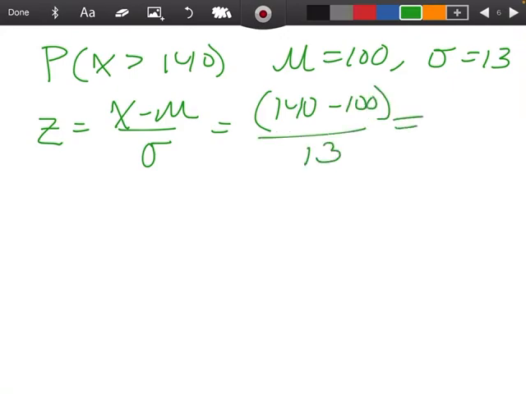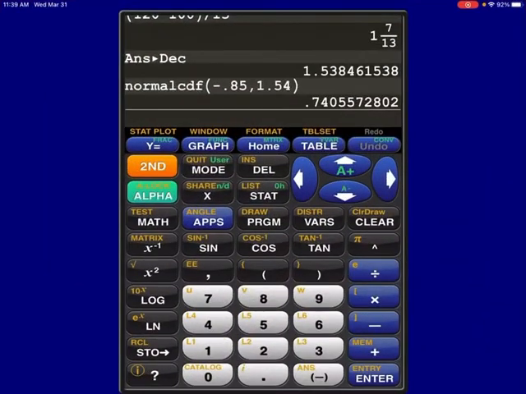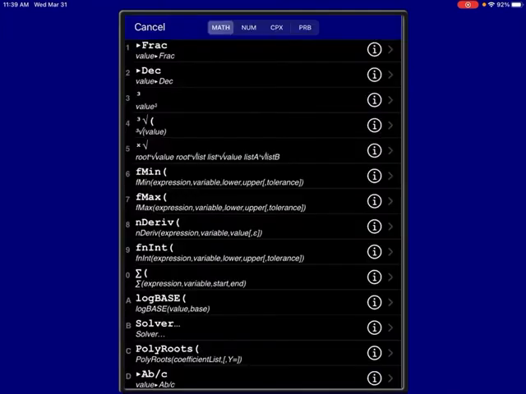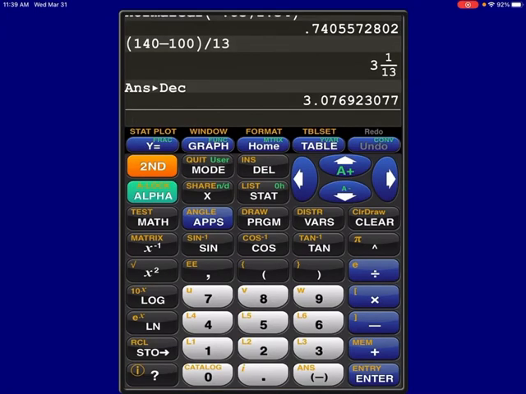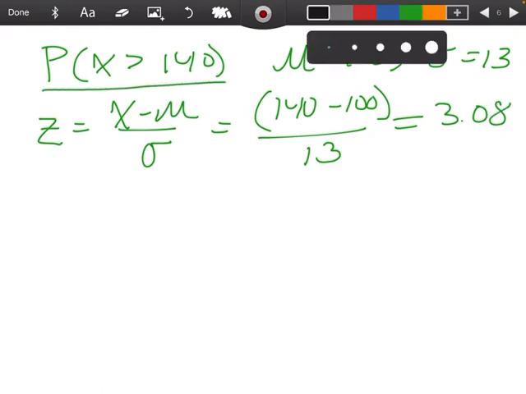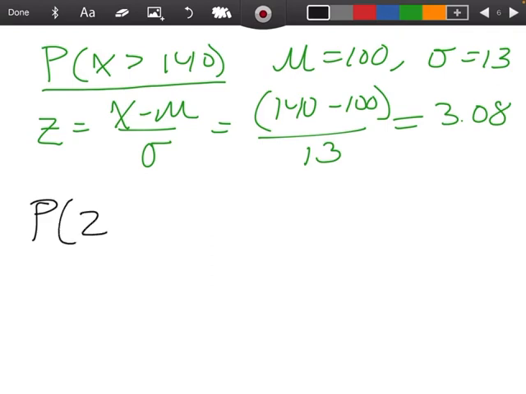Let me do this on my calculator. So I'm going to go 140 minus 100. We're going to divide this by 13. We're going to convert that to a decimal. And I'm coming up with 3.08 because I got to round to 2 decimal places. So 3.08. Okay. So now, since we've converted it to a z-score, we're now finding what's the probability that z is greater than 3.08.